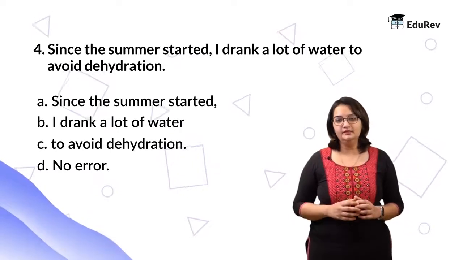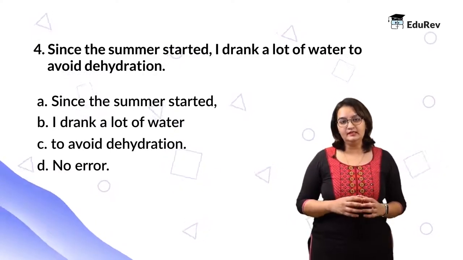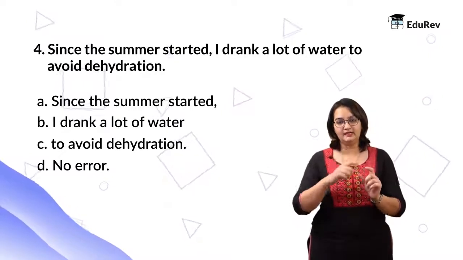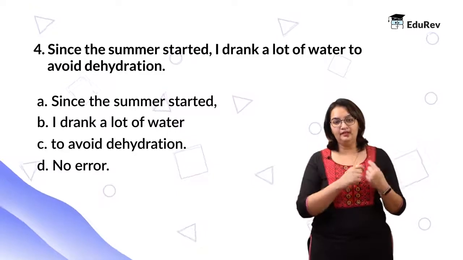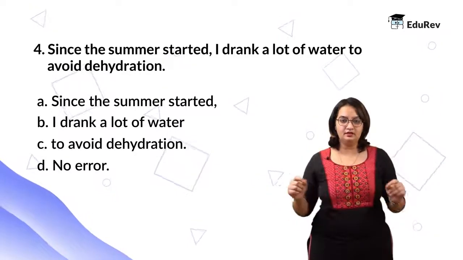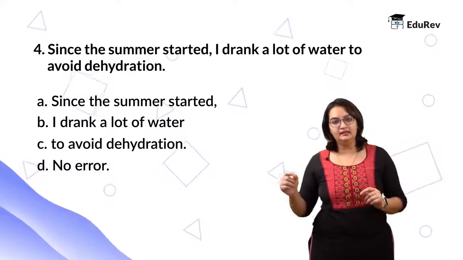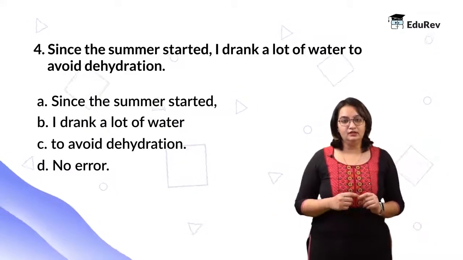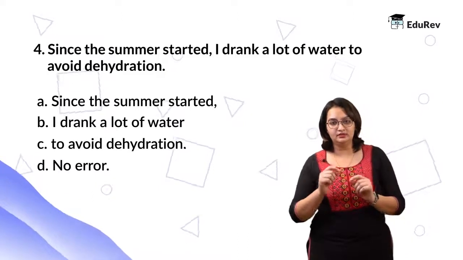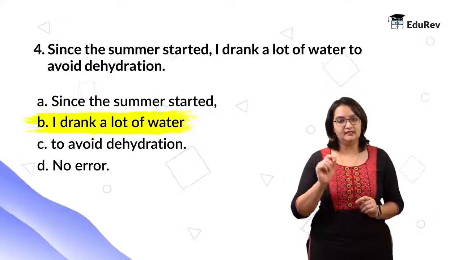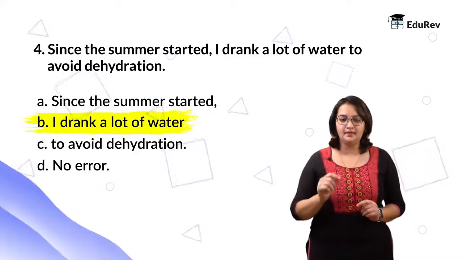So here in this particular statement, we see that we have used since, which is telling us that something has been happening since a point in the past and it is probably still continuing, because the rest of the sentence is giving an indication that the summer is still going on, and therefore we have to change this particular tense in the second part of the statement. The error lies in part B of the sentence.